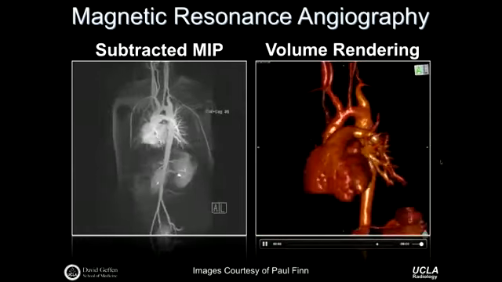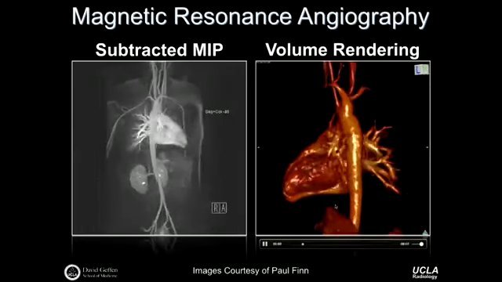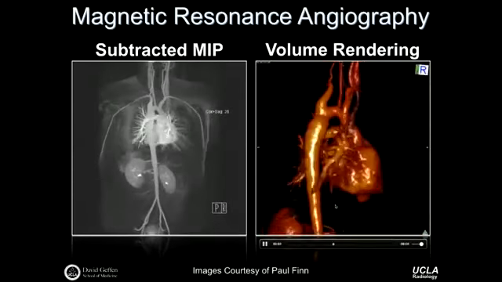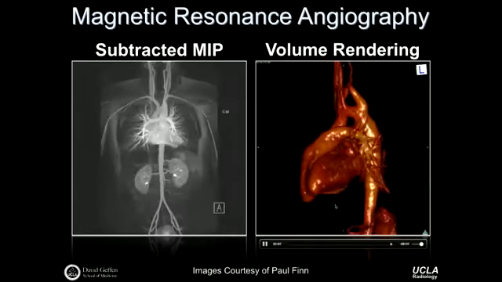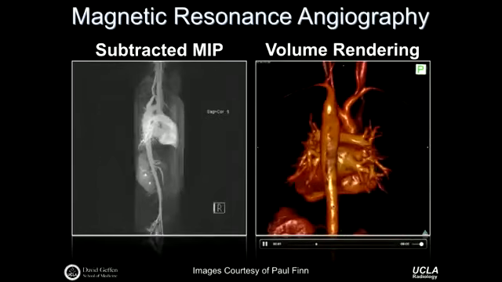This is acquired with a T1 weighted image. We added a T1 shortening agent so that wherever the contrast agent is, which is predominantly in the blood pool, we'll get really, really bright signals on a heavily T1 weighted image.